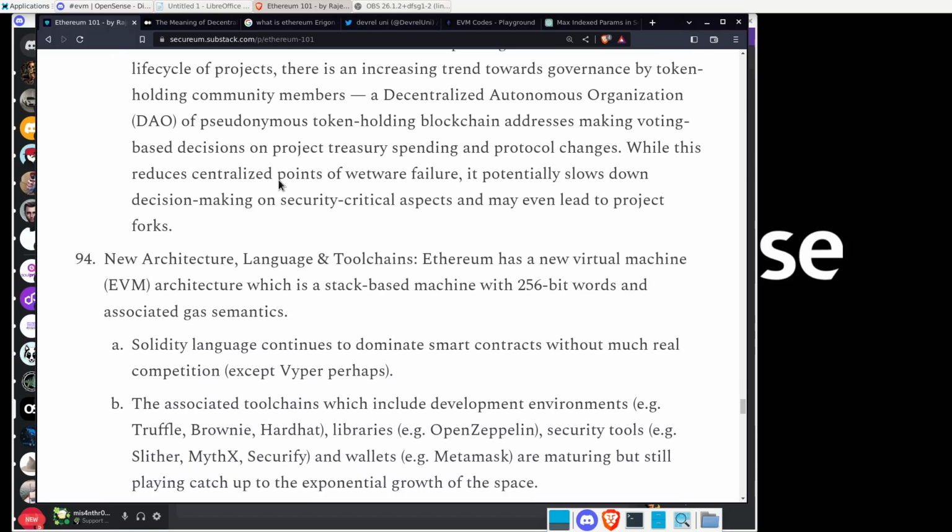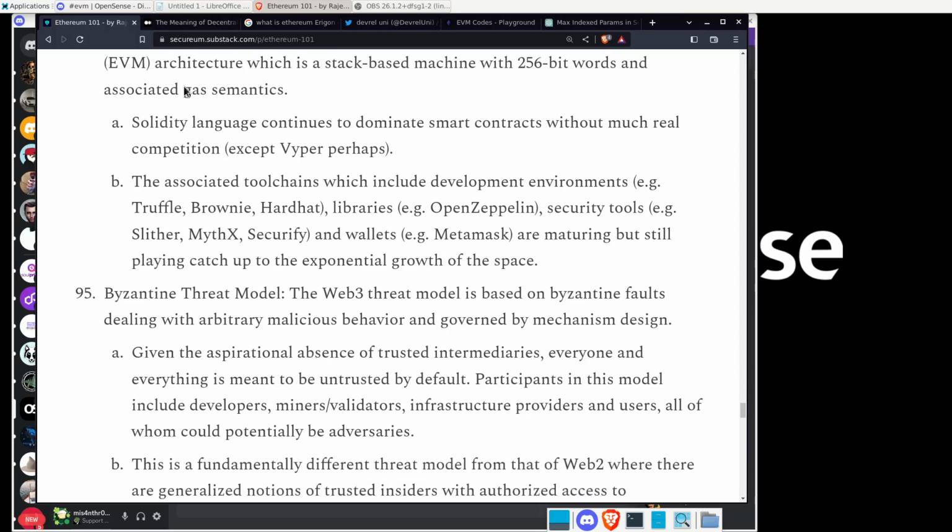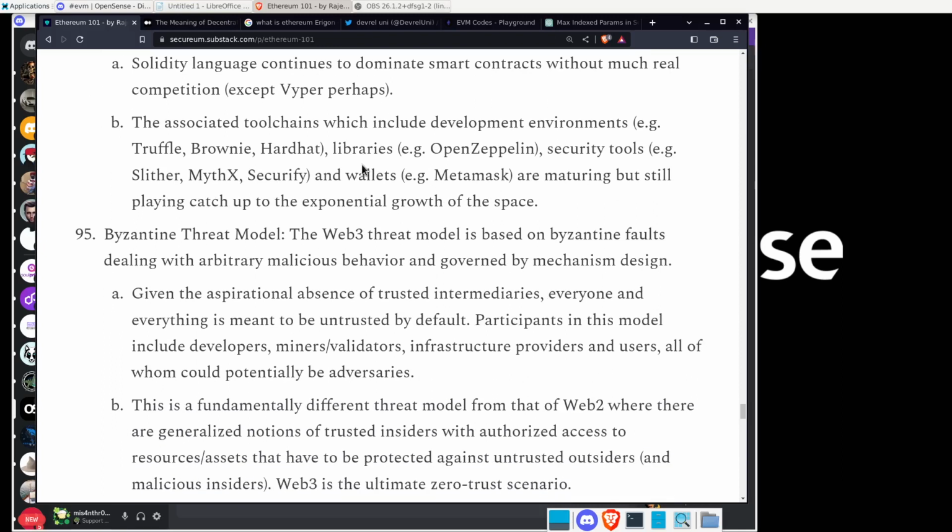Okay, I'm gonna jump past this and let's go to new architecture, language, and toolchains. Ethereum has a new virtual machine, which is stack based. Okay, we know about this part. Solidity language, you know, not much real competition. Viper is just so much better.